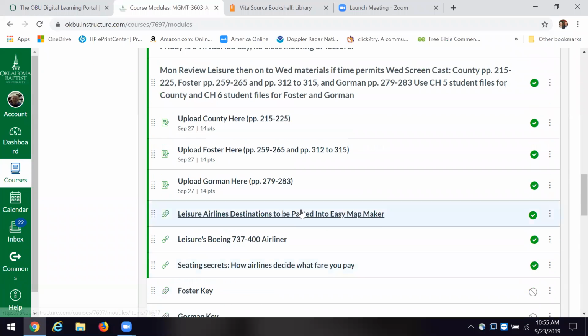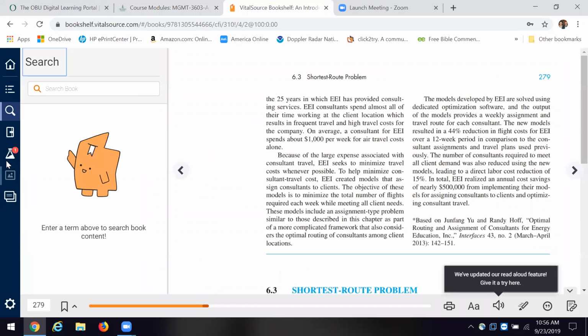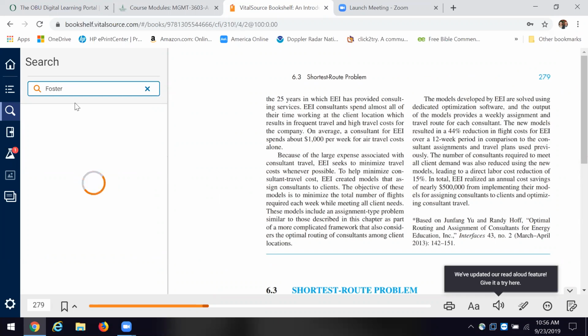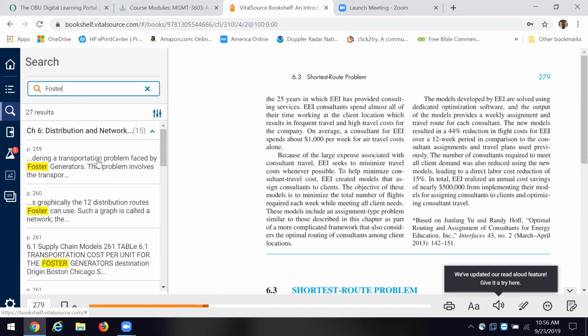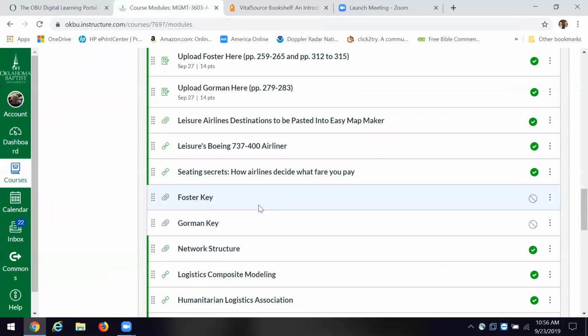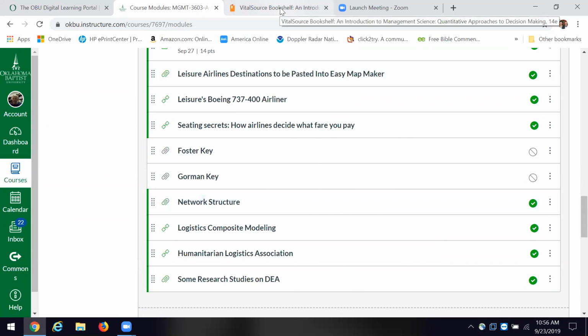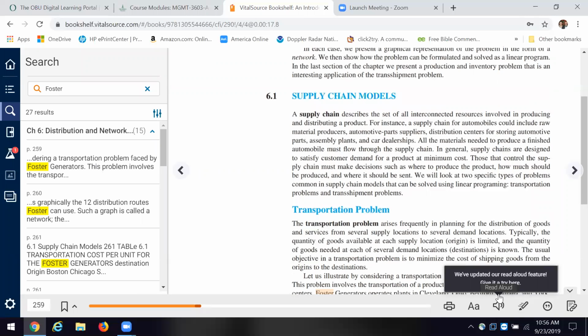Before we take a look at the County case, I want to look at the Foster case. So this is going to be over in pages 259 to 265. And I'm going to search the book for that, and it'll be Foster. This is a case that involves a supply chain. And that's one of the reasons that this week I included some information about networks and network structures so you can get a sense of how that all plays itself out.